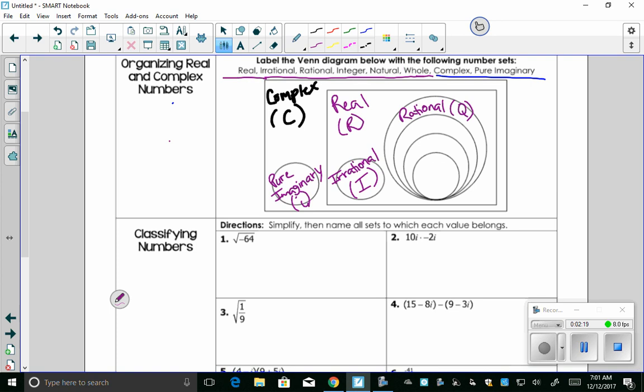After rational, you have integers, which is represented by the Z. Then whole numbers, and then natural numbers.